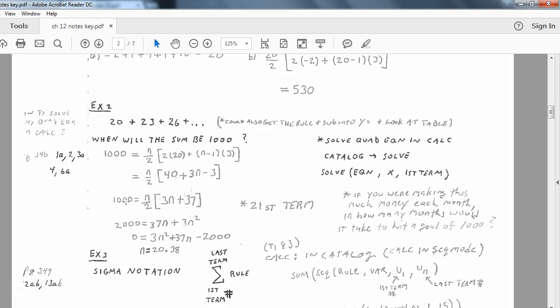When it comes to term numbers, you're always going to have integers. 1 term, 2 terms, 3 terms. We're never in between terms. So consider this for a minute.